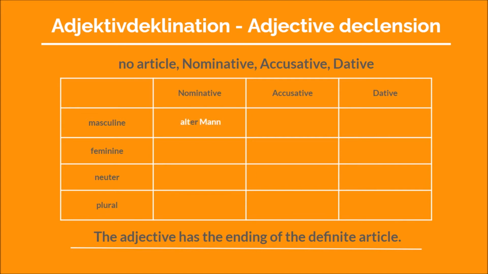Alter Mann, der Mann. Blonde Frau, die Frau. Junges Kind, das Kind. Viele Kinder, die Kinder. In accusative: alten Mann, den Mann. Blonde Frau, die Frau. Junges Kind, das Kind. Viele Kinder, die Kinder.